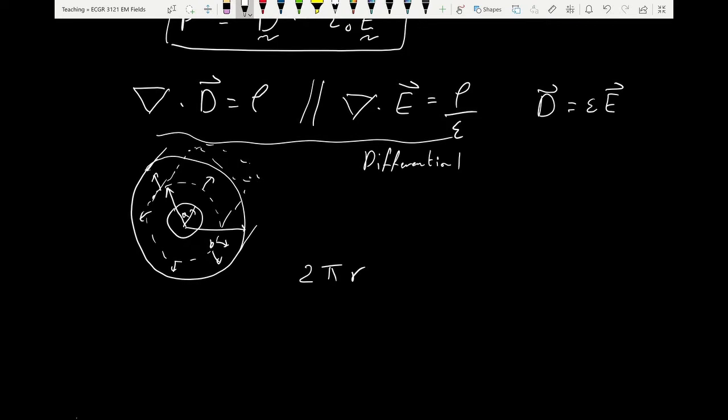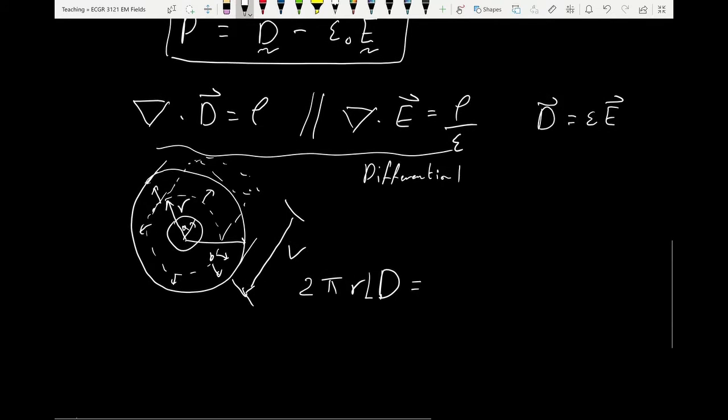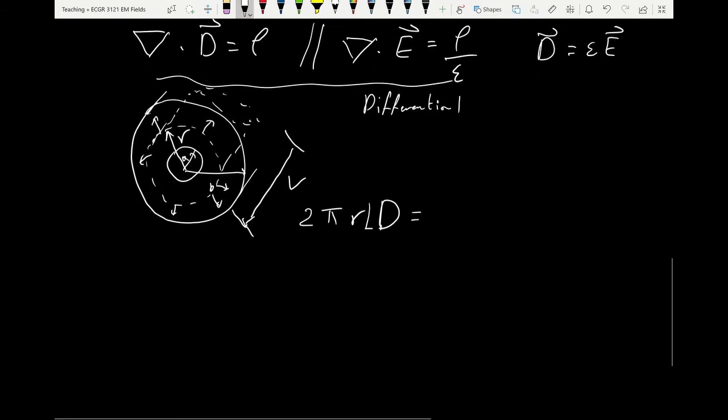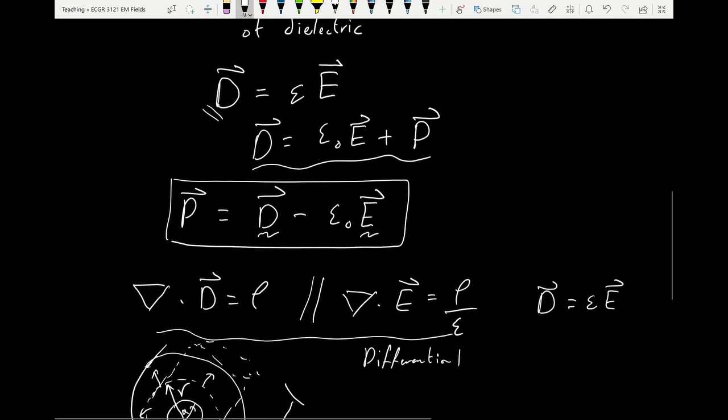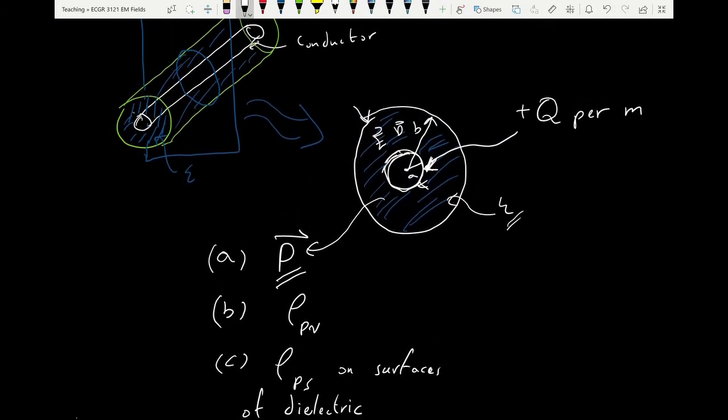This is distance r, small r, cylindrical coordinates. 2 pi r L, which is the length we are interested in, the length of the coaxial cable. Right? So this gives me the area times the magnitude of D equals what? The total charge, right? We said Q, the total charge is Q per unit length. Let me say that Q per unit length.